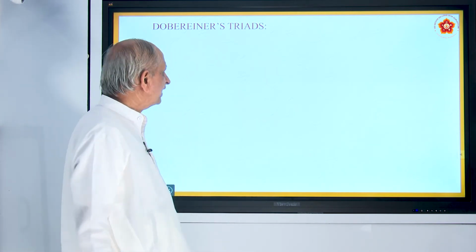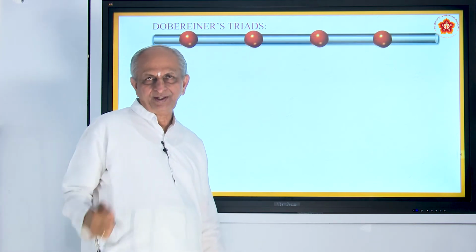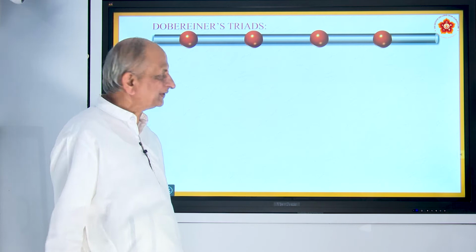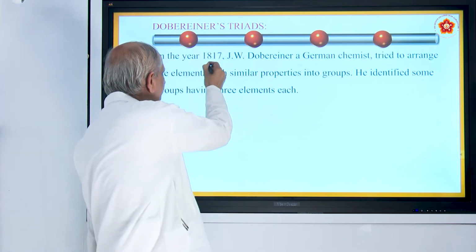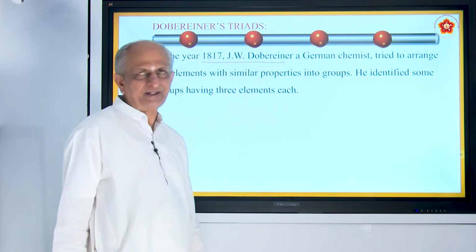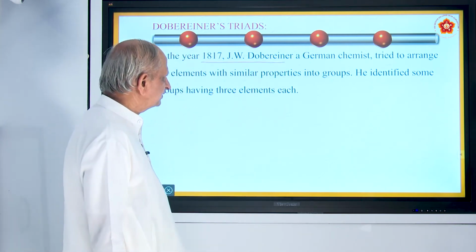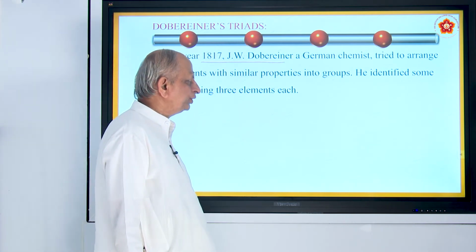Dobereiner's Triads. What does triads mean? Taking three at a time. That's why it is called triads. So in 1817, J.W. Dobereiner, a German chemist, tried to arrange the elements with similar properties into groups.